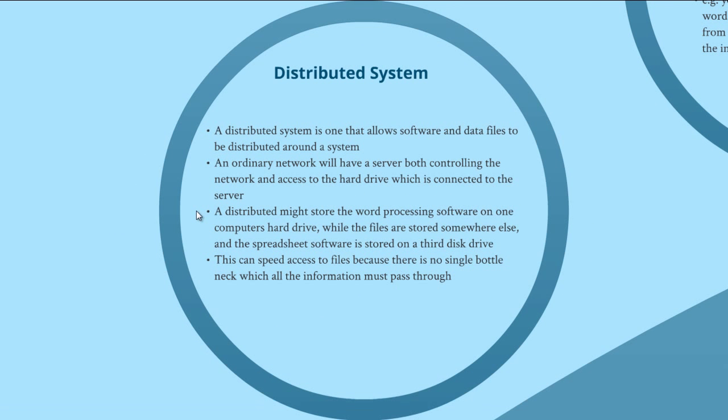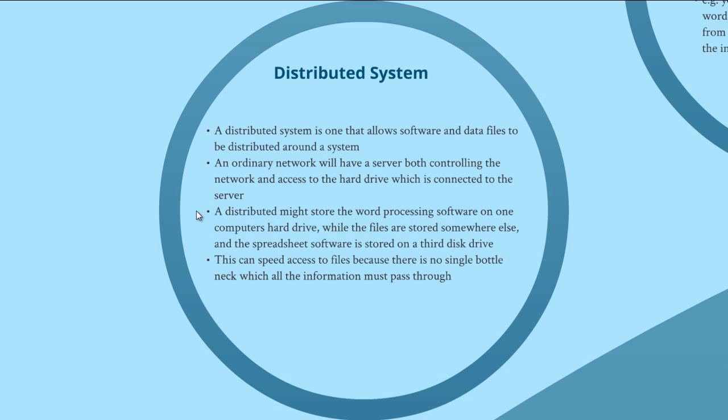Last one, a distributed system. This is where software and data files are distributed around a system. So an ordinary network will have a server controlling the network and access to the hard drive. However, a distributed system might store the word processing software on one computer's hard drive while the files are stored somewhere else on another computer.